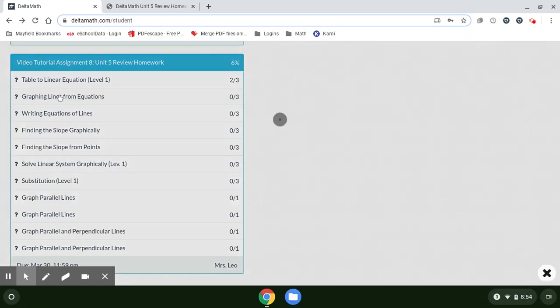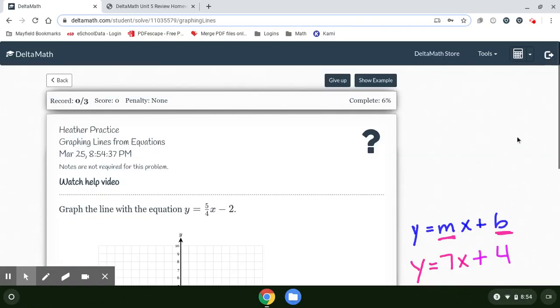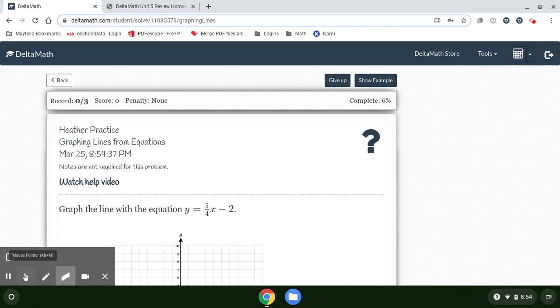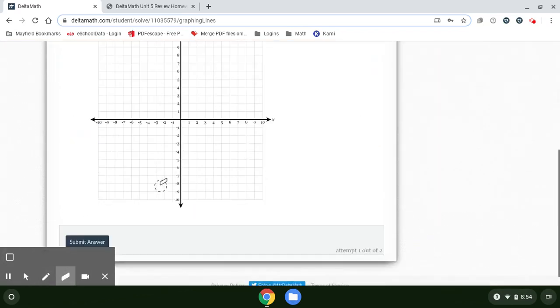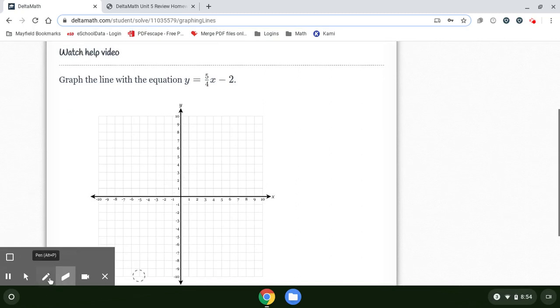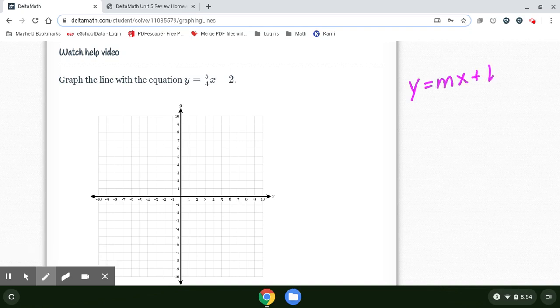Graphing lines from equations. Once again, we're going to use y equals mx plus b. So given my equation, I'm still going to use mx plus b.